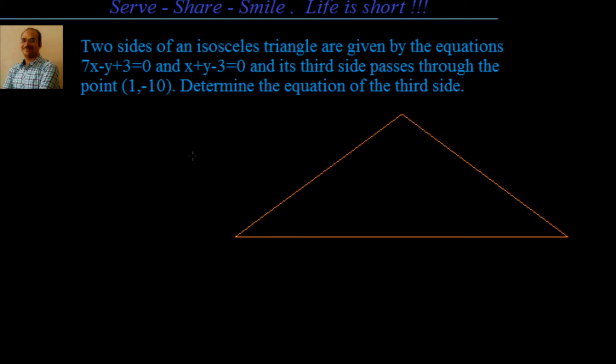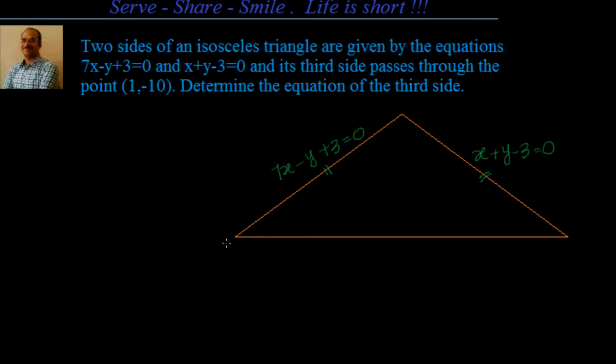So how will we try to solve this problem? Let's try to understand the problem. Two sides of an isosceles triangle. Let me write down the equations of those sides. First, two sides are given by the equations. So these two sides are equal. It's an isosceles triangle. So we have 7x minus y plus 3 equal to 0. That's the equation of one side. Another side is x plus y minus 3 equal to 0. Now we have to find out the equation of the third side.